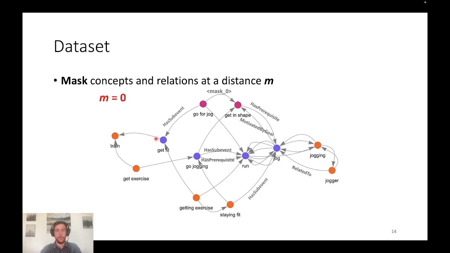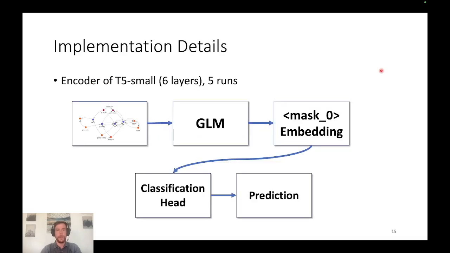Without masking, we just have the normal graph. And then we start masking the neighboring relations, the neighboring concepts, and so on. Our experimental setup is that we use T5 small as an encoder, so that's where we inherit our parameters from for the graph language model. And we train it for 5 runs and then average over them. We also have experiments with T5 base and T5 large, but here I want to show the results with T5 small just to allow for more baselines.